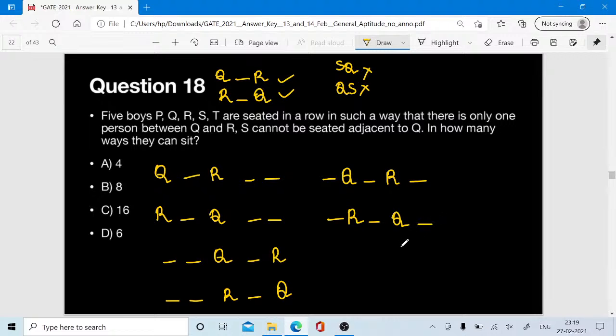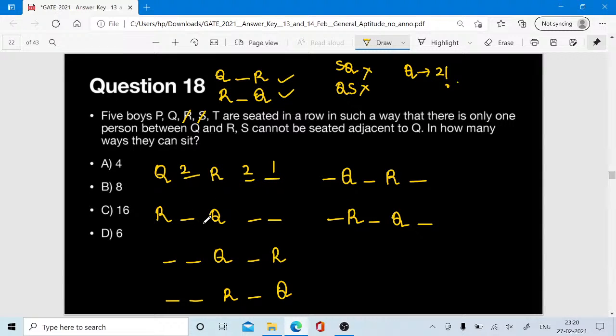So one thing I know: after Q, you guys know that PQRST is there. So Q cannot have S, Q cannot have R, P and T, right? After Q, 2 factorial will always come. So 2 factorial here, 2 people can sit here, they are Q and T. And after R also 2 people can sit. Already here 2 people are there. Here only 1 person can sit. Here only 1 person can sit.